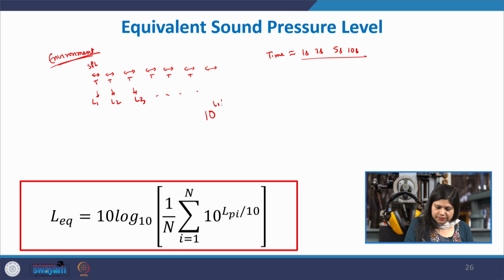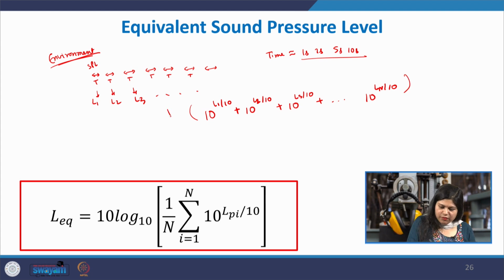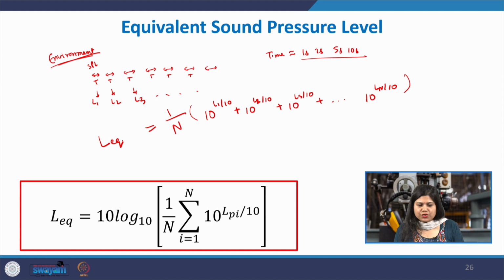So we do a logarithmic summation. Let us say we got n such measurement points, we did the logarithmic summation of these points, then we took a mean of it to get one overall sound pressure level, which we call the equivalent continuous sound pressure level. So it is used for environmental monitoring of a very dynamic environment.